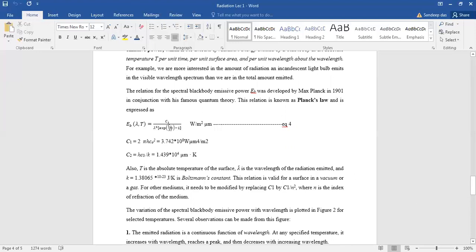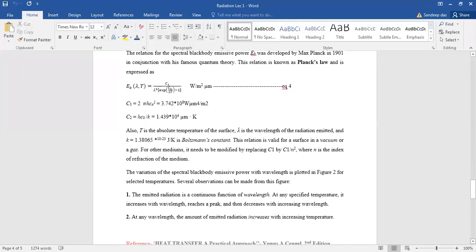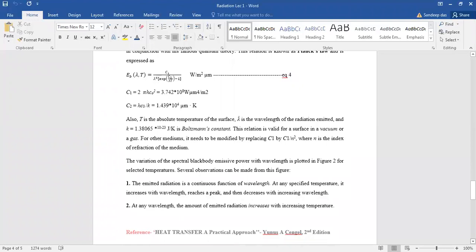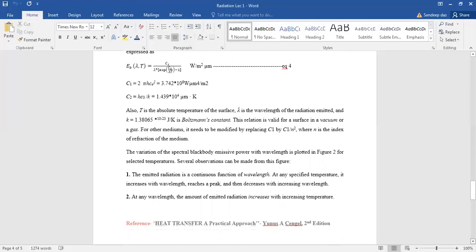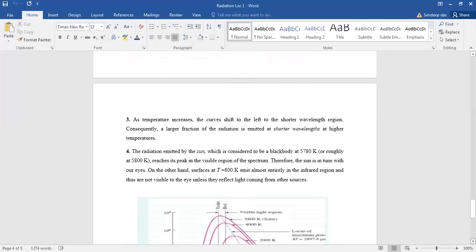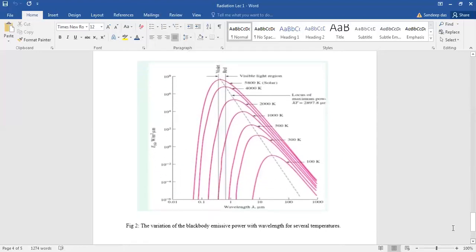Now next comes Wien's displacement law. Before that, let us plot the spectral emissive power of a body at a particular temperature. Now we plot, then we will get a graph like this.